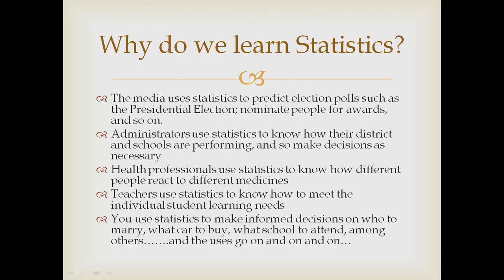Now, what these folks do is they don't survey the entire United States population. They do not. They just survey a random sample of households, and from the results they now infer it on the population. They use inferential statistics a lot, and then they talk about the margin of error. So they use it to predict election polls. They also use it to nominate people for awards like the Oscars, Grammys, and so on.